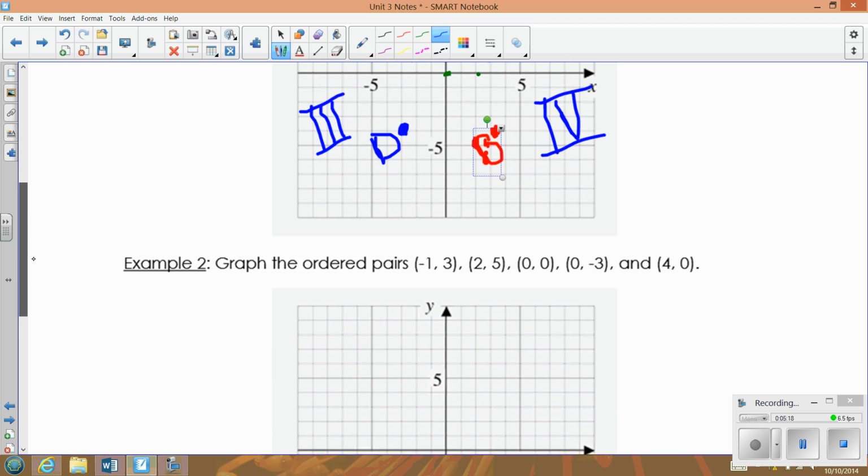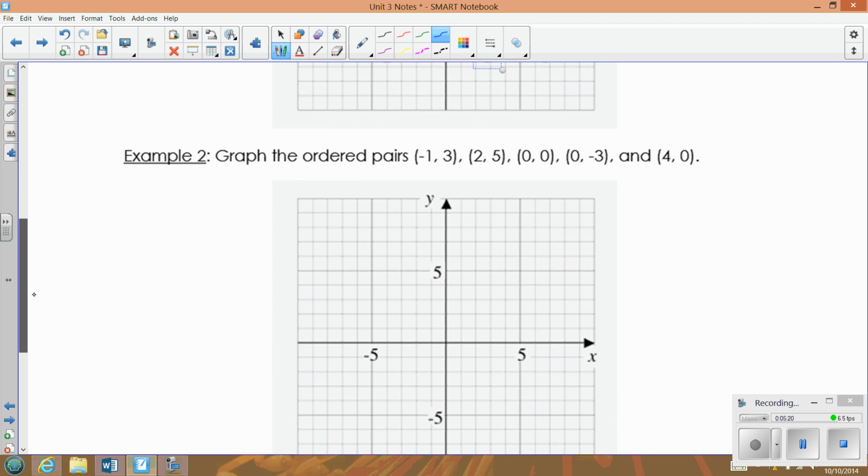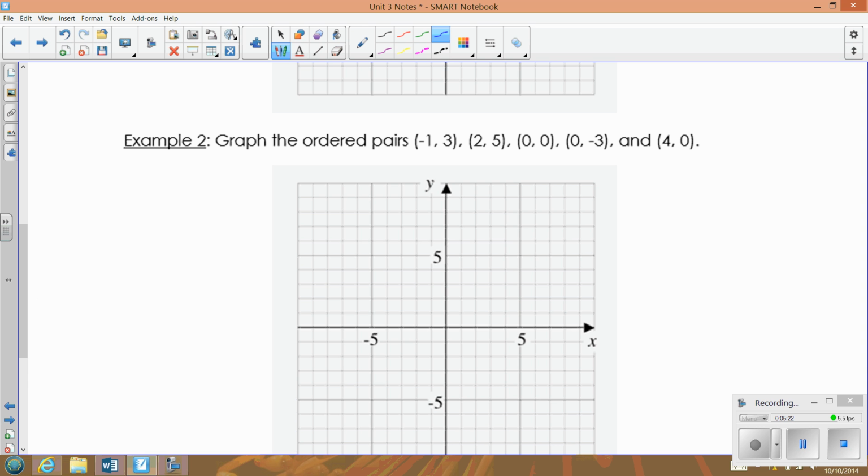Let's look at this example as well, just because there's some zeros involved, so just to kind of refresh your memory on how we handle those. So again, let me start by A, B, C, D, E. First one, negative 1, up 3, so to the left 1, up 3. Remember, you always have to move left or right first and then up or down. B is going to be 2, 5, 2 to the right, up 5.